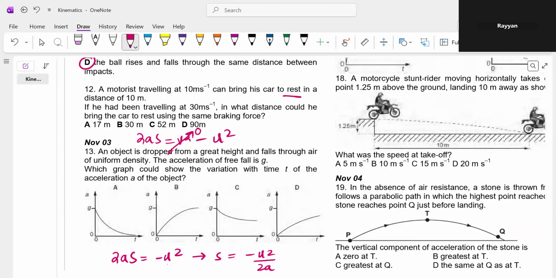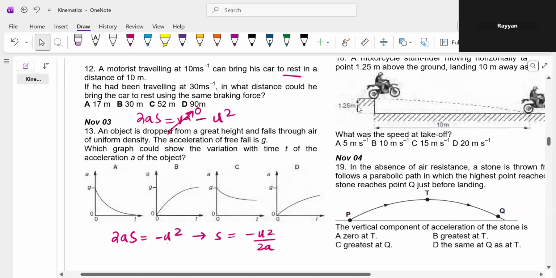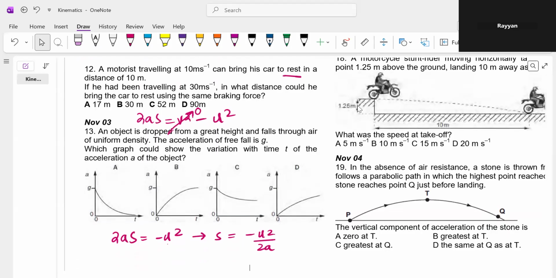How did you solve it? Well, first I used the same formula, v square minus u square equals 2as. But for the first situation, I made v square the subject. It became v square equals u square plus 2as. And since it stops at rest, v square equals 0. So 0 equals u square plus 2as.